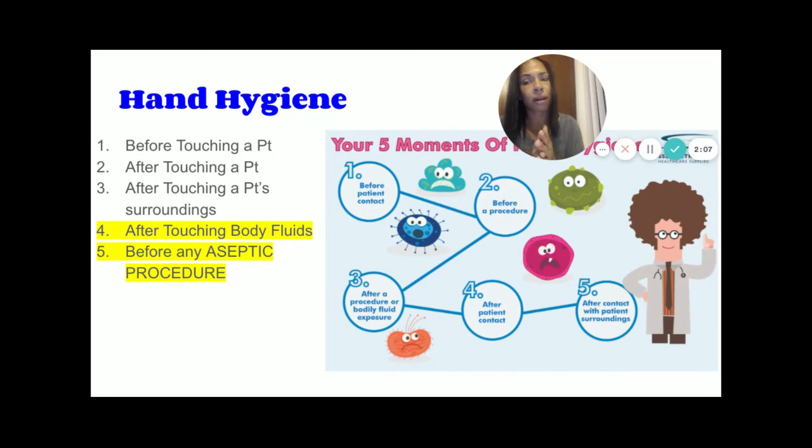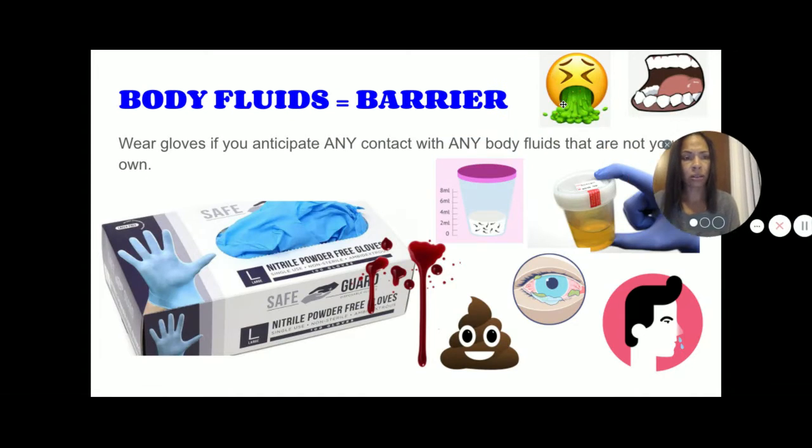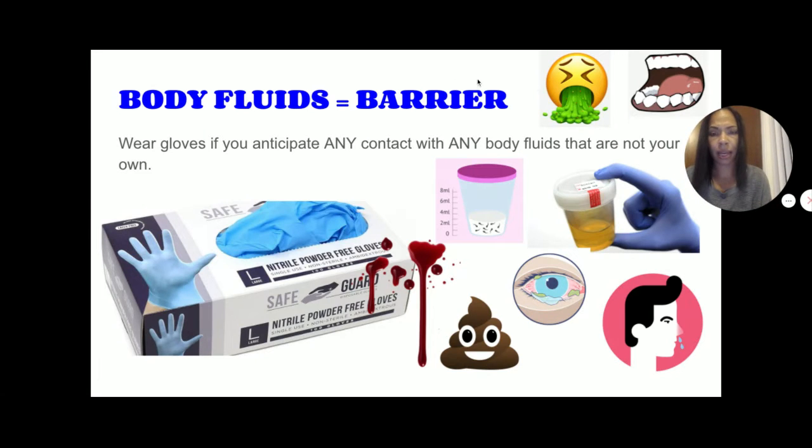And then also before any kind of aseptic procedure. So we're going to focus on those last 2 things, bodily fluids and aseptic procedures. We're about to start using non-sterile gloves. And the main thing is if we're going to be in contact with body fluids, if we expect it or it does happen, we need a barrier, B and B.